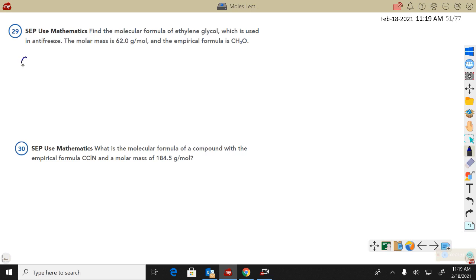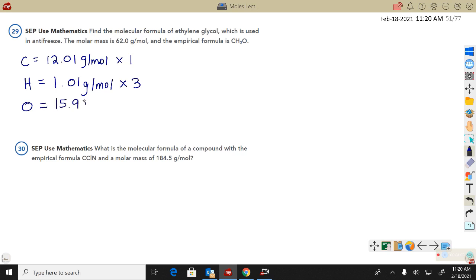So I'm going to take my carbon. That is about 12.01. I'm going to multiply by 1. My hydrogen is about 1.01. I'm going to multiply that by 3. And I've got 1 oxygen, 15.999. Now, realistically, at this point in the game, I trust that you can just do that in your calculator. And that would be totally acceptable on a summative.